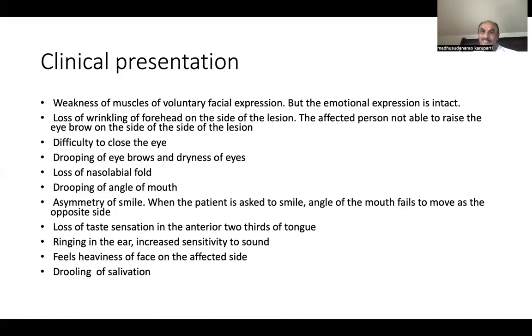By looking at the patient and asking to smile, there is deviation of the angle of the mouth to the normal side. And when you ask him to close the eyes, he cannot close the eye on the side of the lesion. Absence of frontal creases on the side of the lesion is due to the weakness of the frontal belly of the occipitofrontalis. Inability to close the eyes is due to the weakness of the orbicularis oculi. And asymmetric smile is due to the weakness of the orbicularis oris.